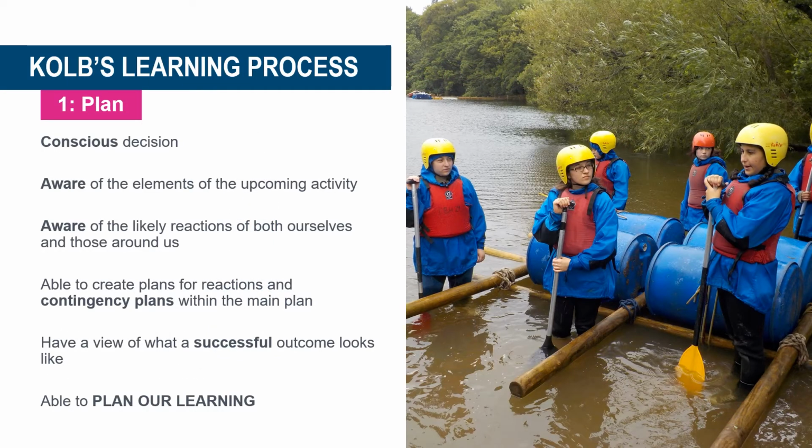The first element of Kolb's learning process is plan. This involves conscious decision making, not subconscious or unconscious decision making, or just going straight at something, but a conscious decision about what we're going to do and how we're going to do it. This makes us aware of the elements of the upcoming activity because we're looking ahead. We're looking at what might happen, why it might happen, how we can prevent things from happening, some contingency planning maybe, what happens if this happens. So we're making that plan.